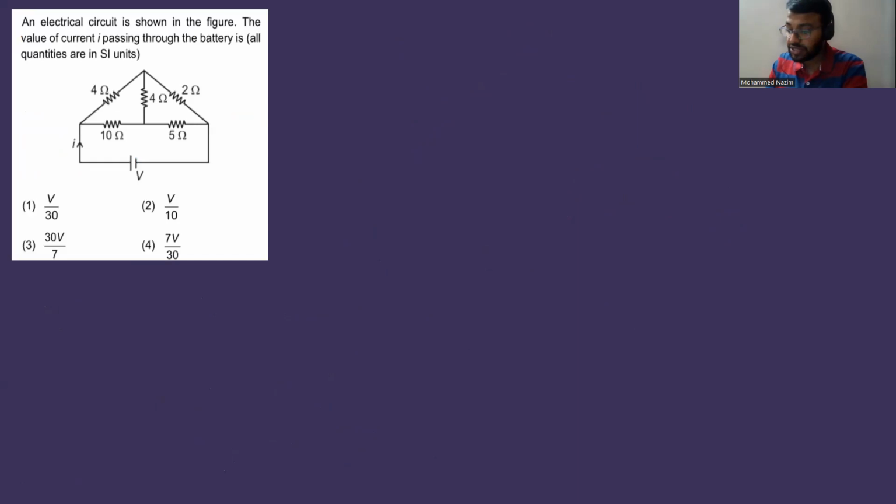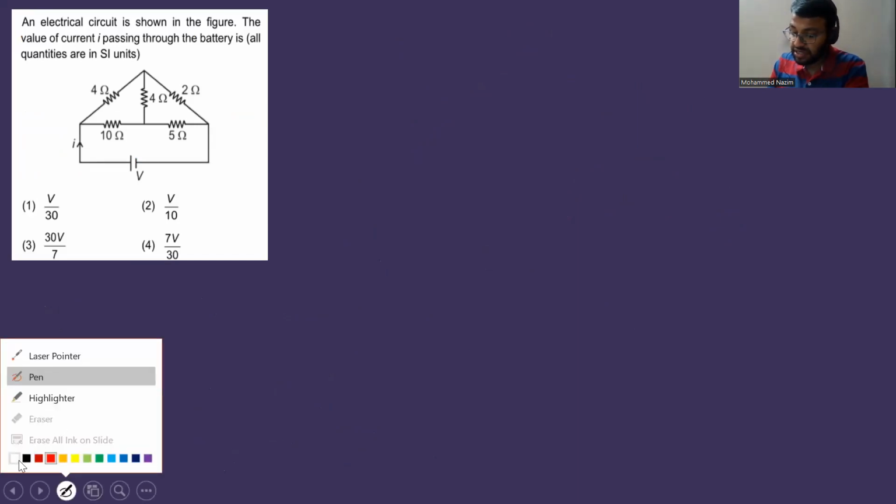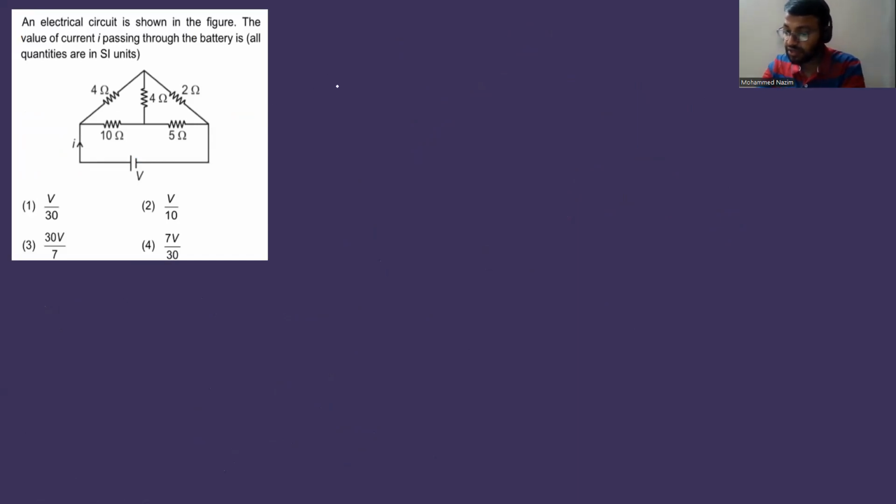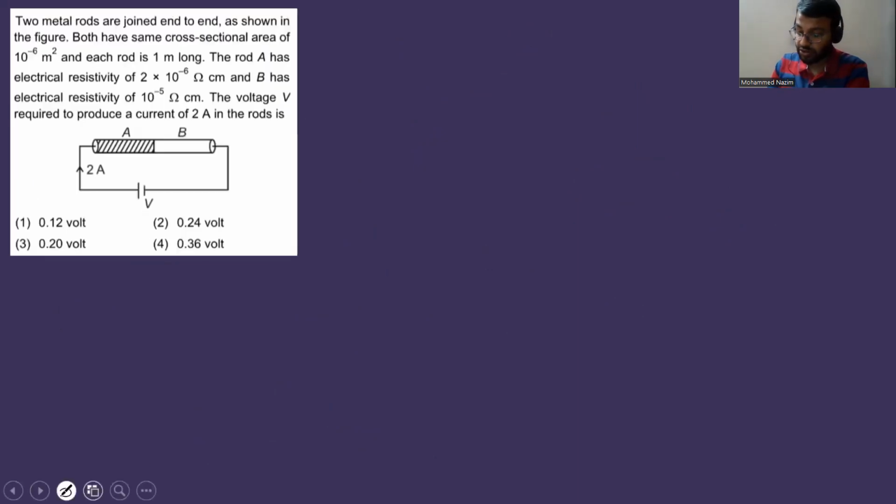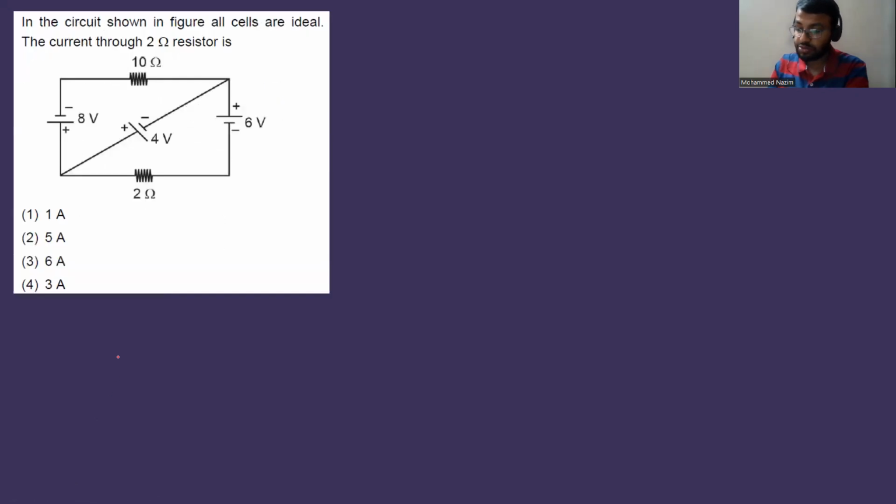Next question, let us proceed. Here the question states that an electrical circuit is shown in the figure, the value of the current passing. Let me just modify this network properly. Let me just rearrange this circuit. See, this is 1, 2, 3, and 4. How many resistors are there? 1, 2, 3, 4, 5. 5 resistors, you can think of a Wheatstone's bridge.